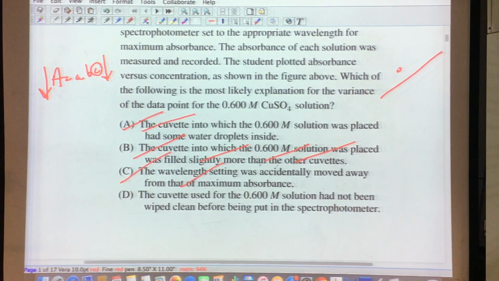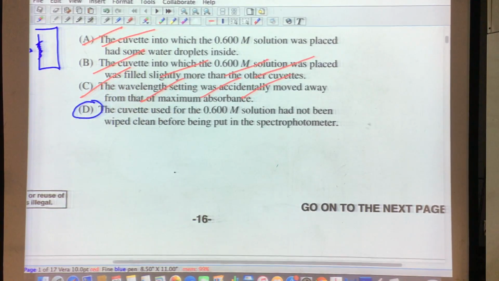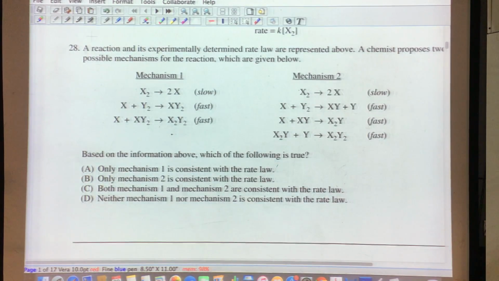So process of elimination, D is the answer, and D is the answer because the cuvette used had not been wiped clean. Maybe their fingerprints were on the cuvette, which means the light had to pass through what? Not only the solution in the cuvette, it had to pass through whatever oily film you had. So there's more missing light because there's more stuff to go through, including the dirty cuvette, and that's why you had a higher absorbance. But in any case, that one is D. Again, they love the idea that we are using spectrophotometry. I would think you're going to see a question on mass spectrometry. We did not do it, but we definitely talked about it and looked at it.